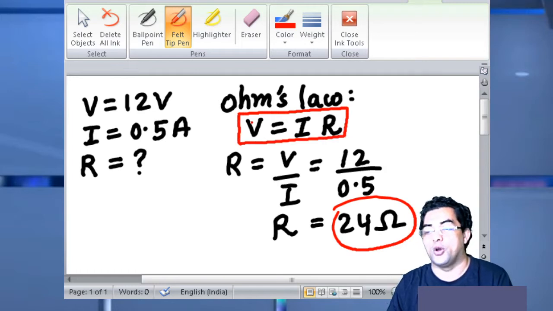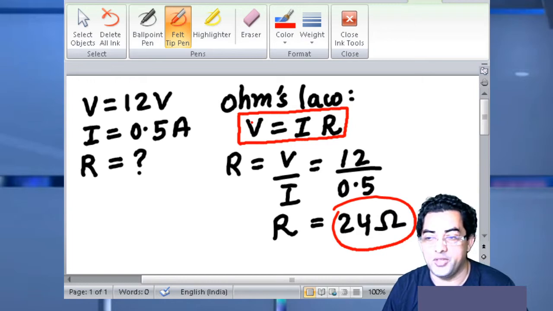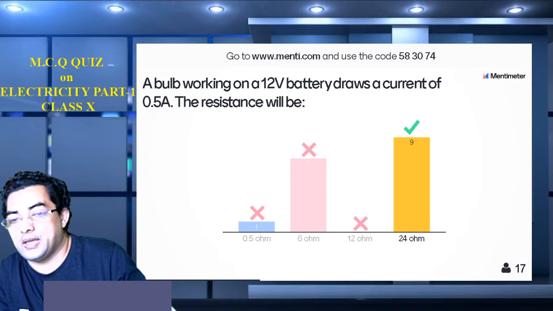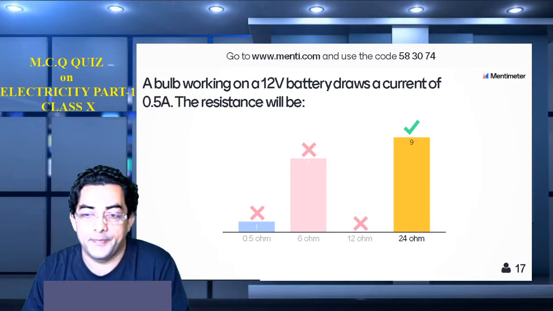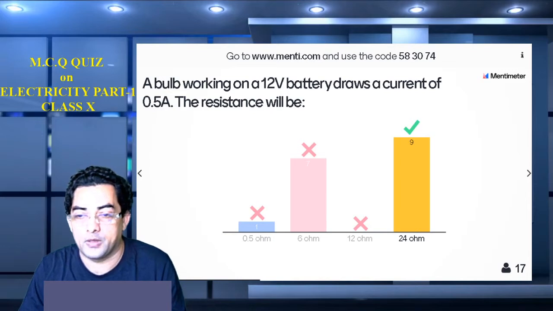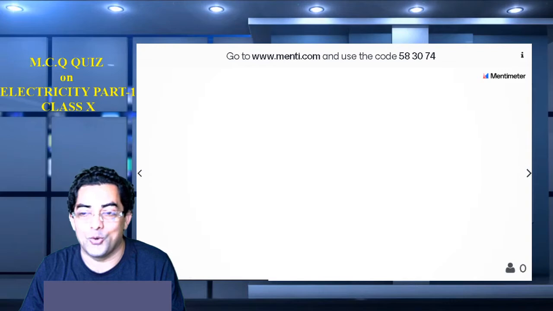Only for those who have got it wrong, Ohm's law is V is equal to IR, and the value of V and I were given. So you got the value of R. Let's go back to the studio. Okay, so guys, 9 of you got it right, and this explanation was for those who got it wrong. Let's move forward and see the scores.